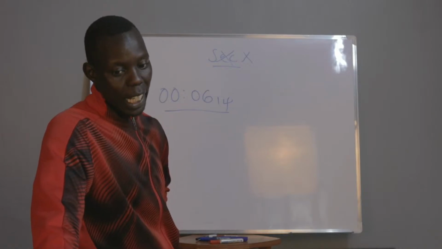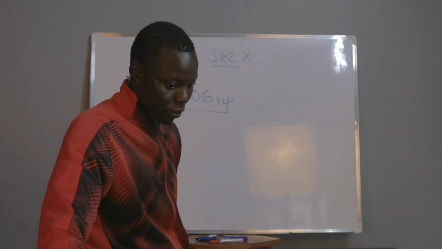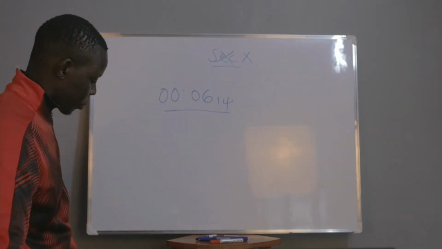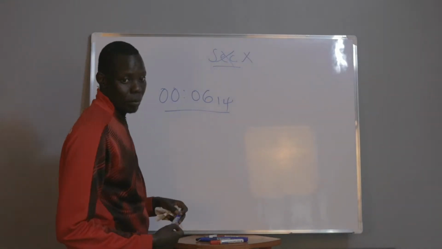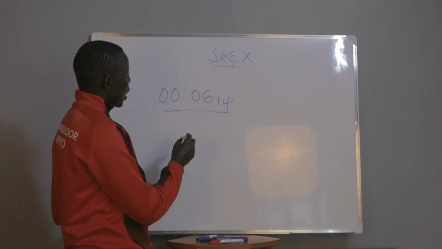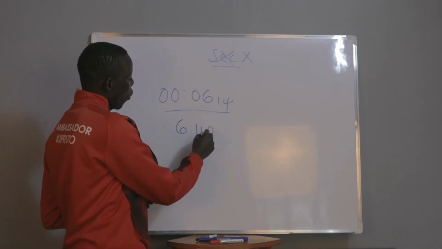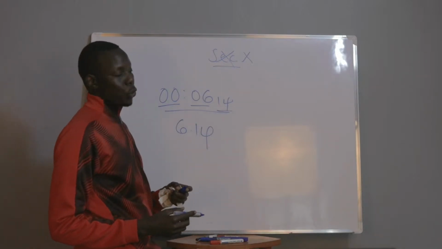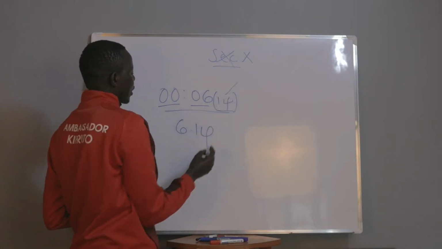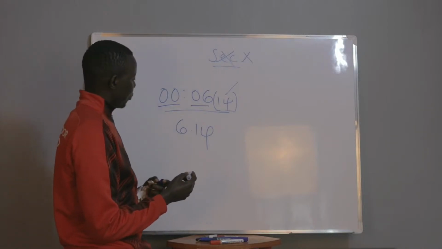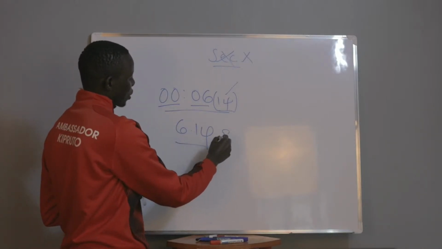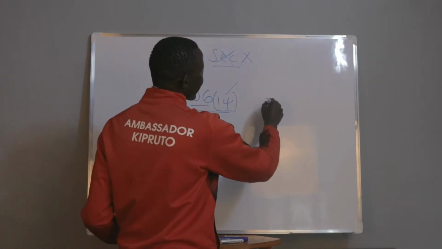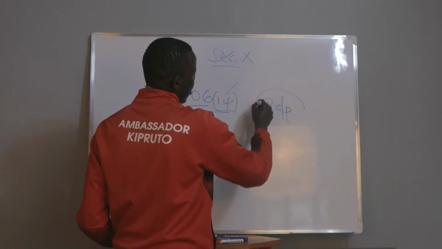Screen ya stopwatch ikiandika hivyo, you'll have to write 6.14. How? 0 minutes, 6 seconds, and 14 seconds. So convert this into minutes to 0.14. So it was 6.14 seconds. So with a stopwatch, you have to give the readings to 2 decimal places.